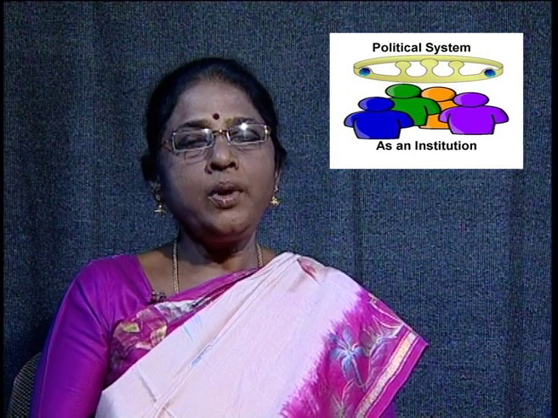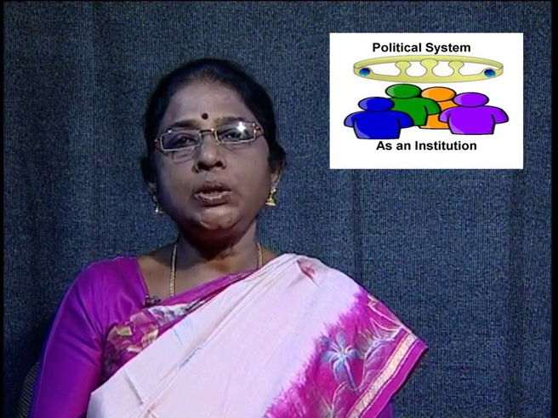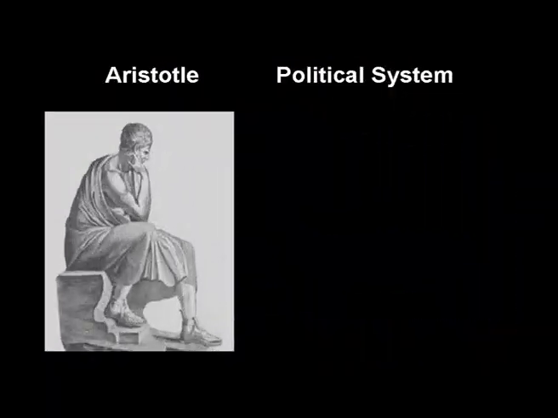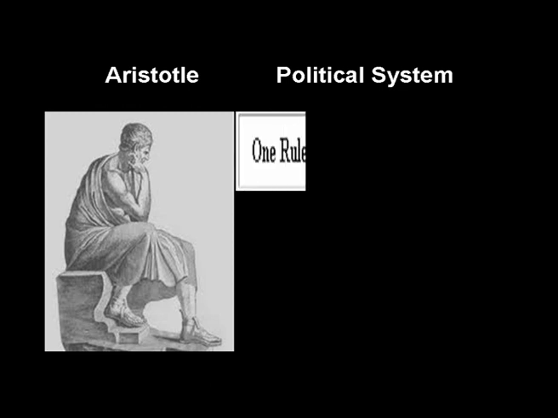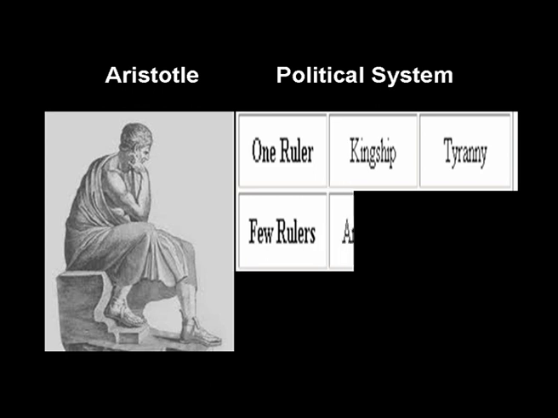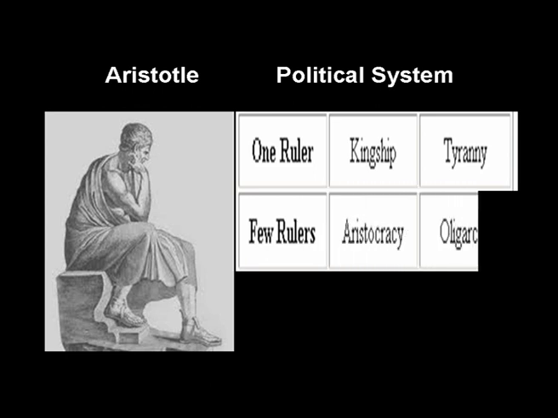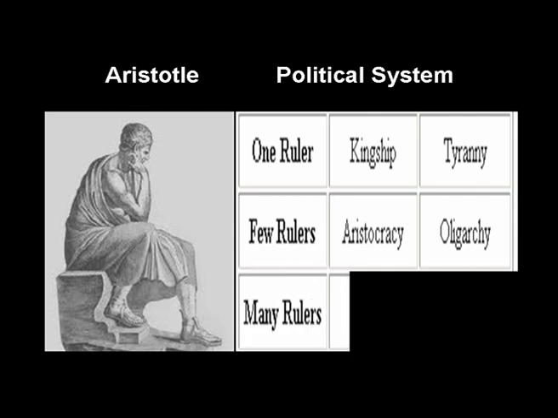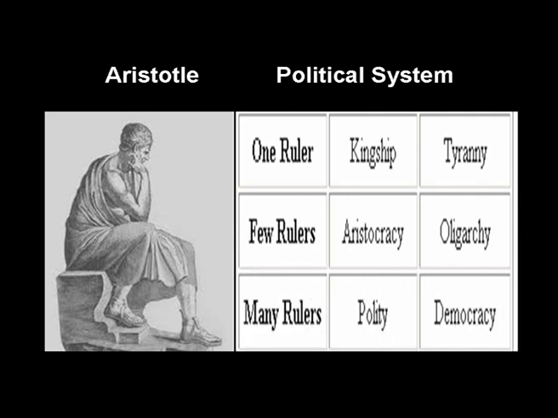Now, we will study some classifications of political system. Aristotle introduced a six-fold classification of political system. They are: one, kingship or monarchy and tyranny, which means rule by one person. Two, aristocracy and oligarchy, rule by a few persons. Thirdly, polity and democracy, rule by many.